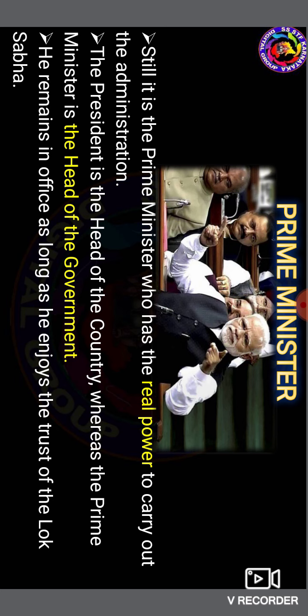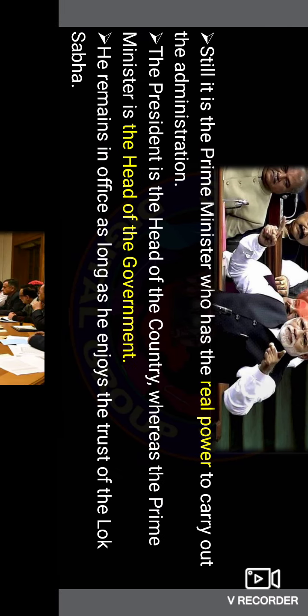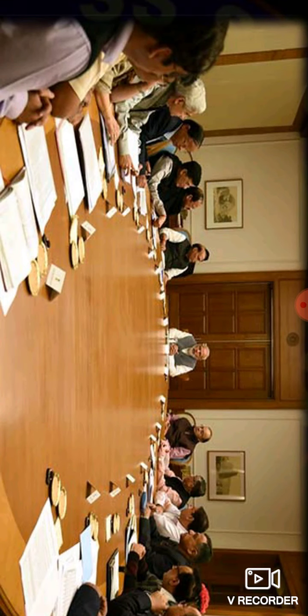Who is the Prime Minister of India at present? Yes, Narendra Modi. So this is the formation of the Prime Minister, and at present the Indian Prime Minister is Narendra Modi.